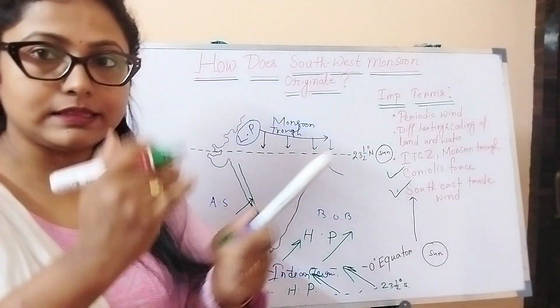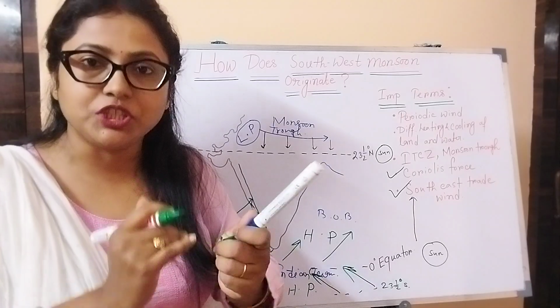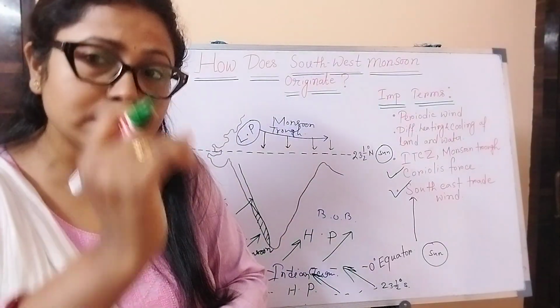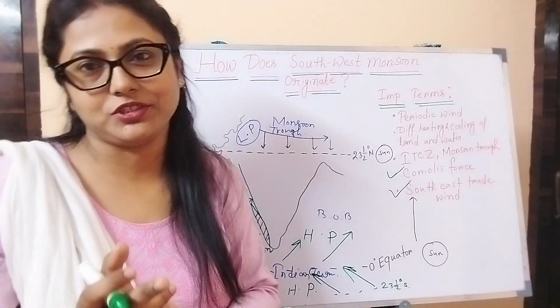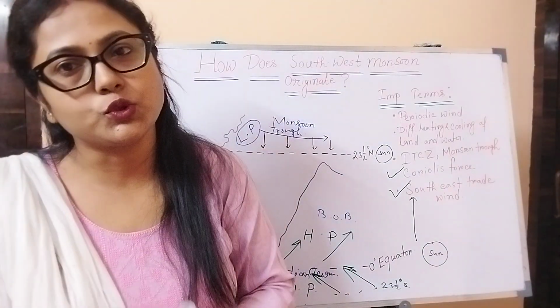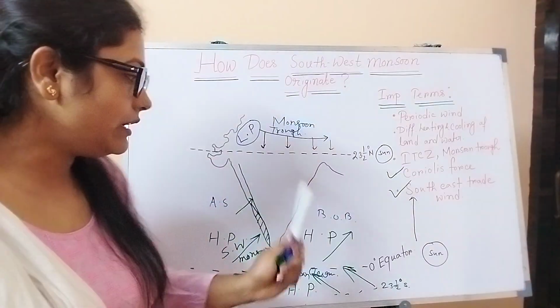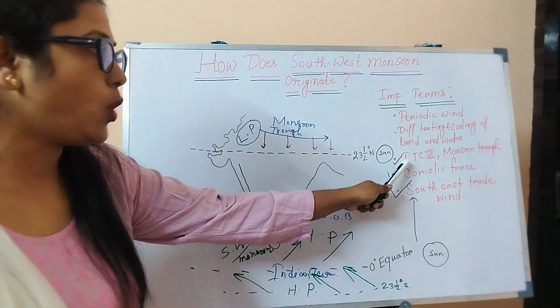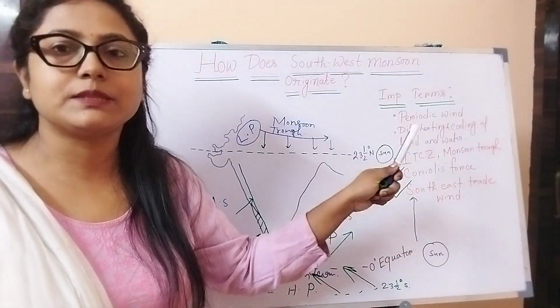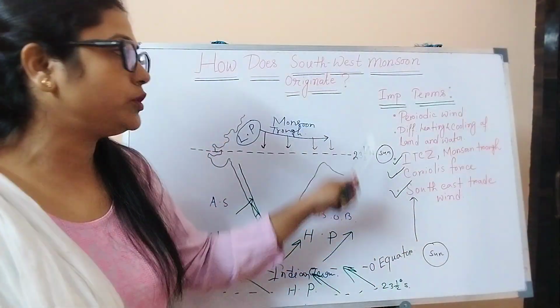As the season changes, the sun's position also changes. As the sun's position changes, temperature changes. As temperature changes, pressure belts also change. And here I need to say one more thing: this ITCZ zone will also change its position with the shift of the sun.